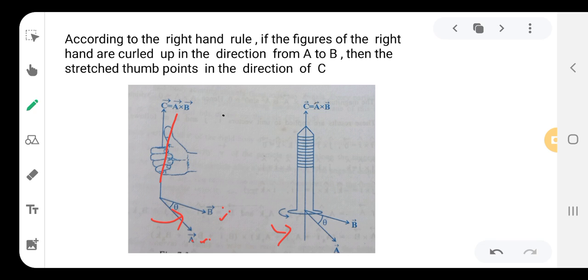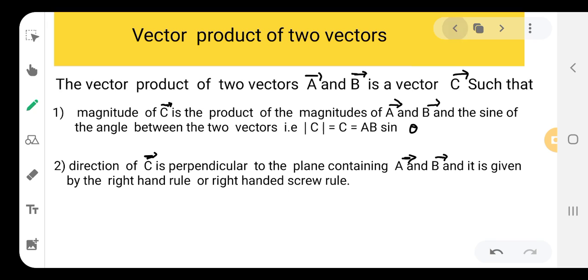When we apply two forces A and B, you can see the curled fingers, and the thumb shows the upward direction, that will be the third force. So this is the vector product. So let us see the statement.